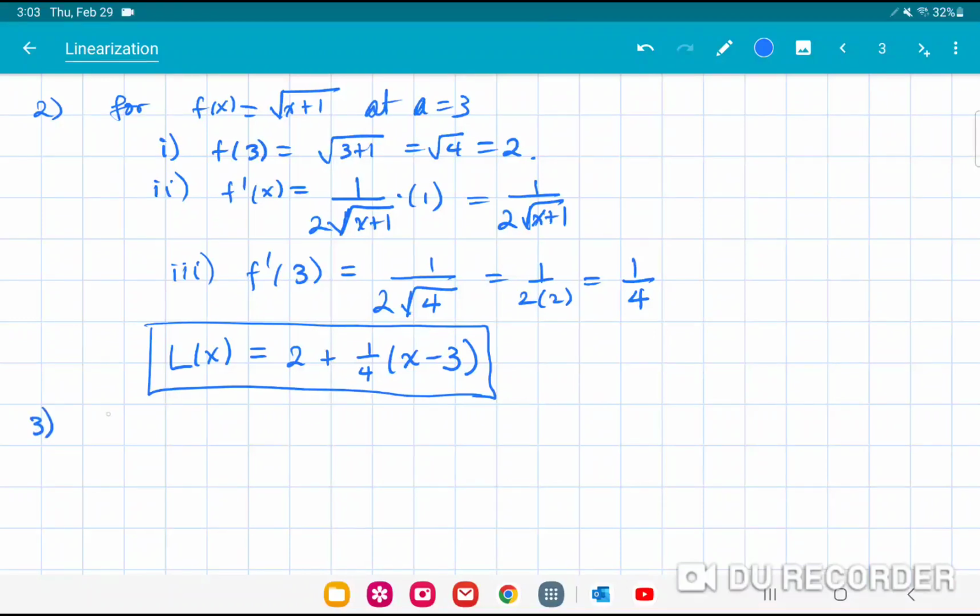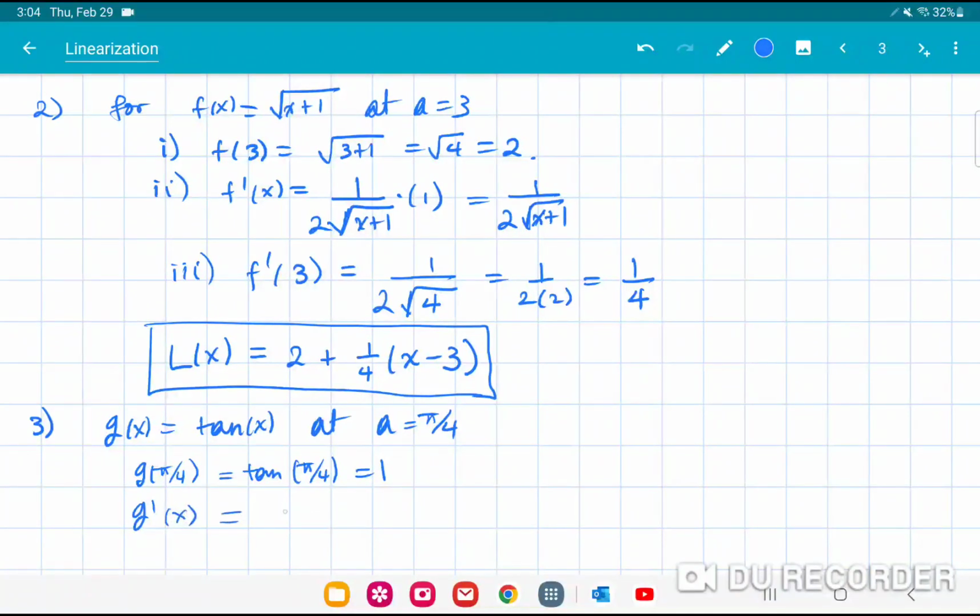Let's do a third one. We're going to do linearization for the function g of x equals tangent of x at a equals pi over 4. So things we need are g of pi over 4. That's tangent of pi over 4. This is 1. Things we need, the derivative of the function g, the derivative of tangent of x is secant squared of x. So g prime at pi over 4 is secant squared of pi over 4.